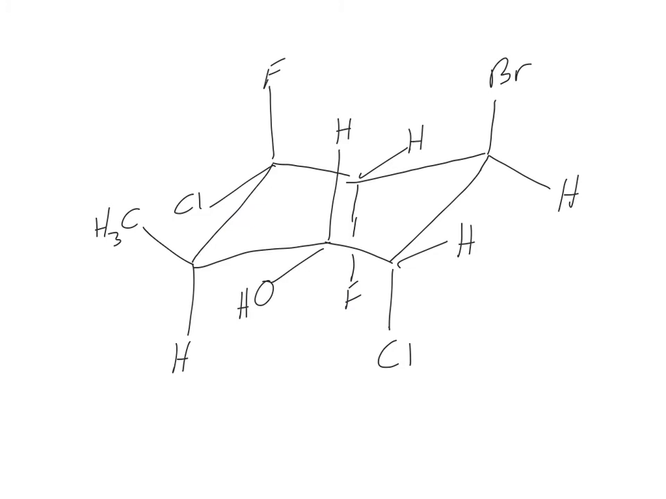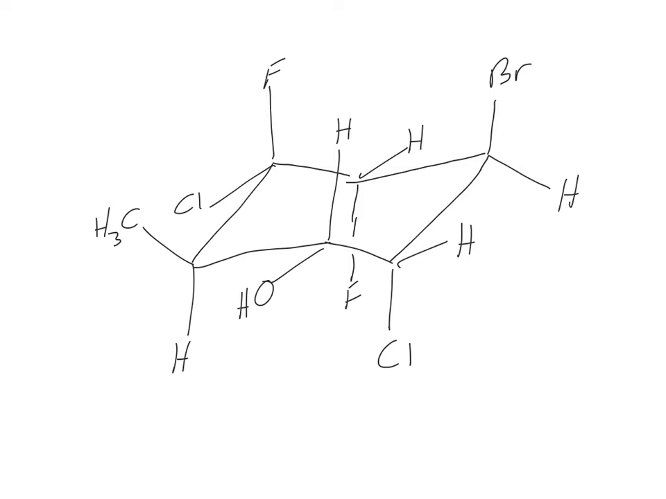Right, so you probably notice as you practice this, you should get good at just drawing in the axial and equatorial positions. You should be able to realize that if this is axial up, the next carbon over will have an axial down position. Every carbon in a ring has both an equatorial and an axial position. Sometimes that axial is up, sometimes it's down.